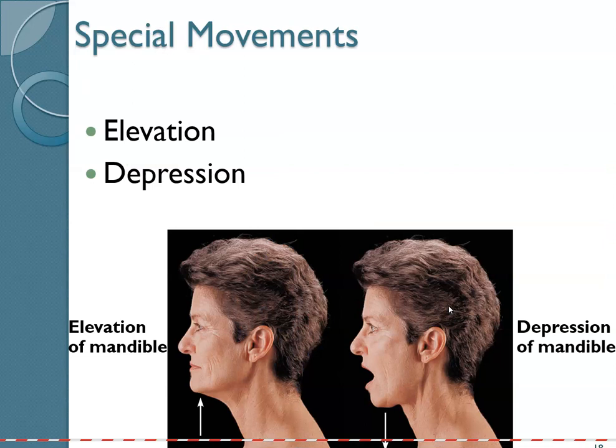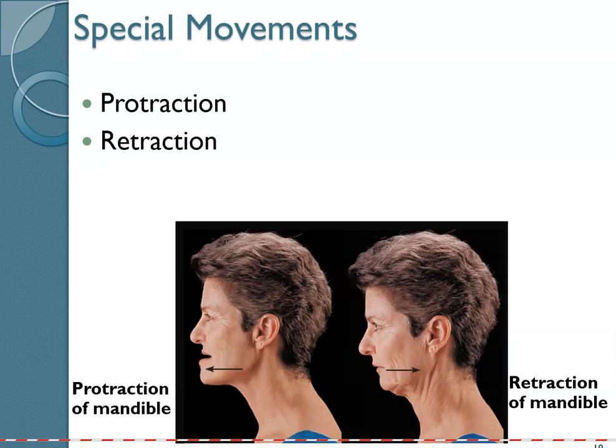Okay. Next ones are some special movements. Elevation and depression. A good example is of our mandible. We lower the mandible, that's depression of the mandible, and we bring it back up, that's elevation. We can do that with our shoulders too, for example, right? Next one is protraction and retraction. Protracting is pushing outwards.